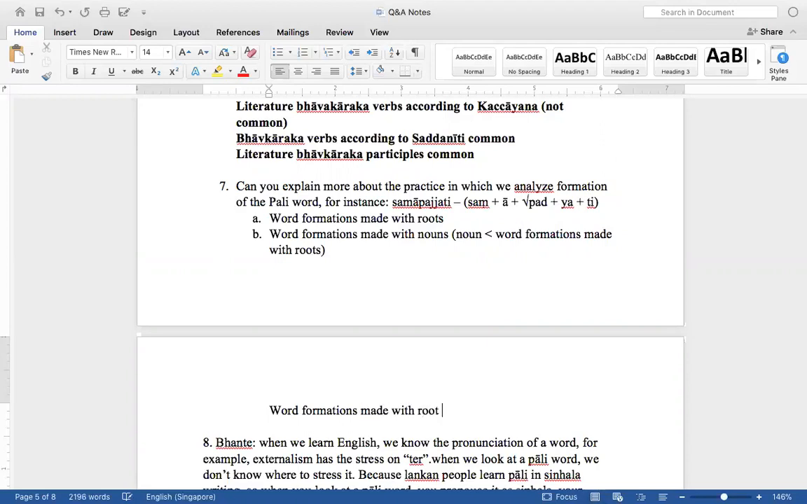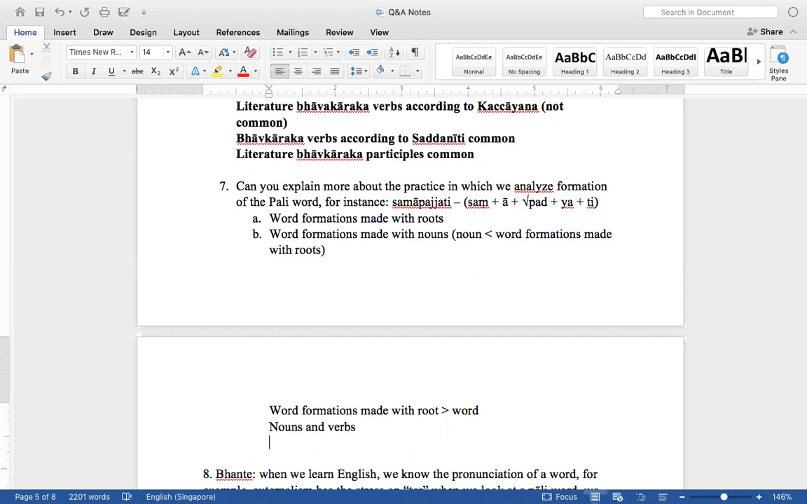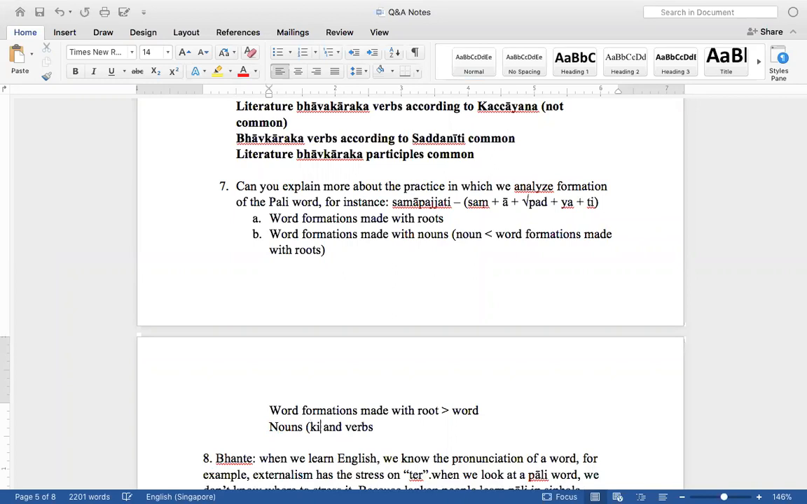we have two types of word formation. Out of a root, we get a word, right? These words are mainly nouns and verbs. Nouns made out of roots are normally called kitaka. Verbs are called akyata.